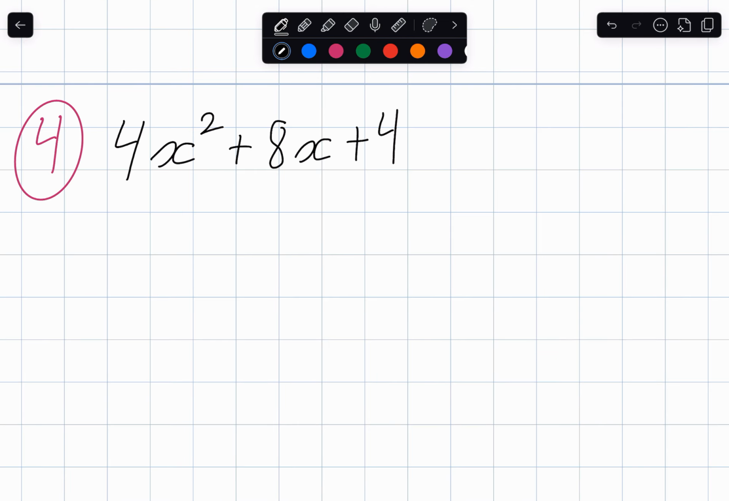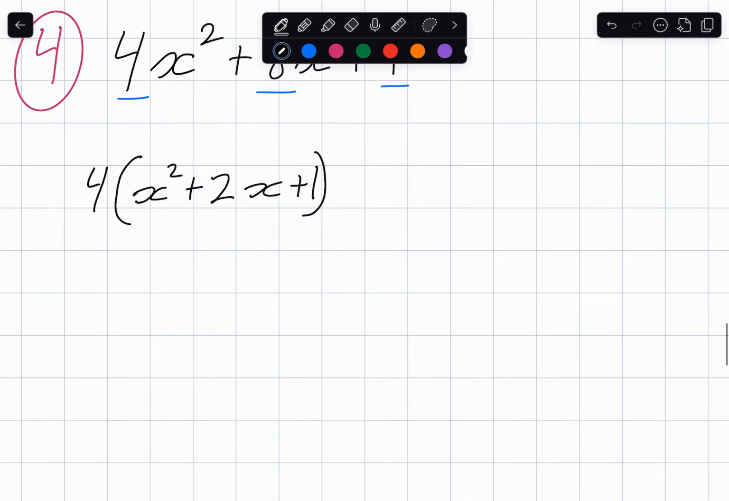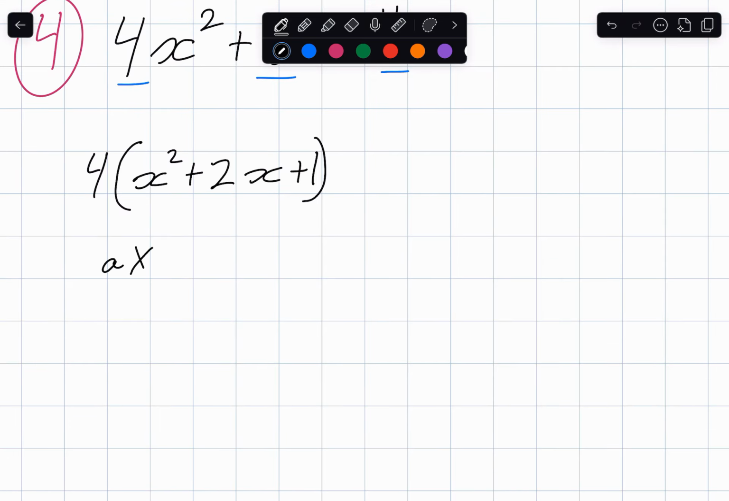Okay, so we need to find AC, but can we find AC from here? Well, we check first if we have a common multiplier, and we do have a common one, which is 4. We can pull out 4, we can factor out 4. So simply we are going to have x squared plus 2x plus 1. And we do the same thing. We find A times C, which is 1 times 1, which equals 1, and our coefficient B is 2.